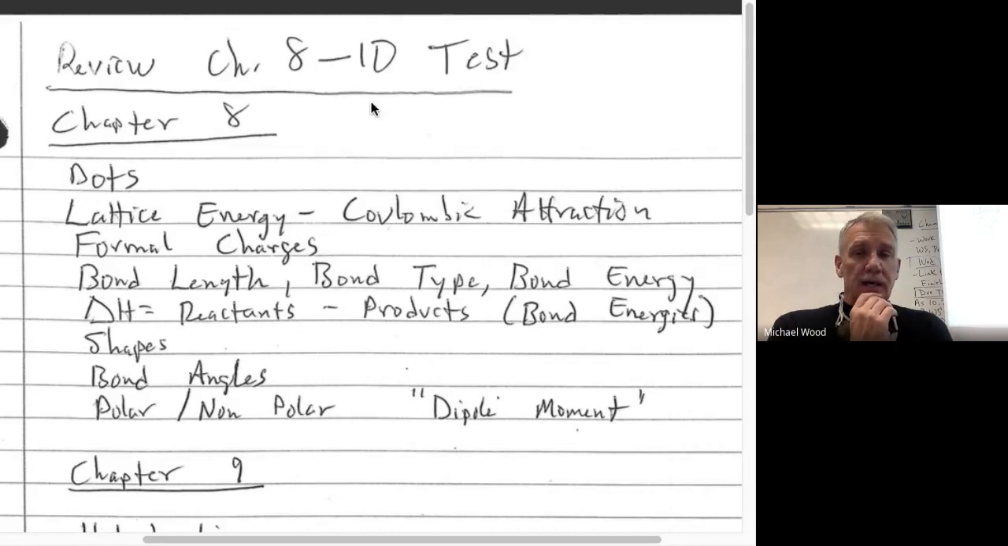Bond length, bond type, bond energy. So I'm talking there about single bonds, double bonds, triple bonds. Okay, and we said a double bond is shorter, but it's not half as short, and it's stronger, but it's not twice as strong. A triple bond, again, is shorter and stronger, but it's not a third as short, and it's not 3 times as strong, okay? Definitely on the test, once or twice, the delta H is equal to reactants minus products.